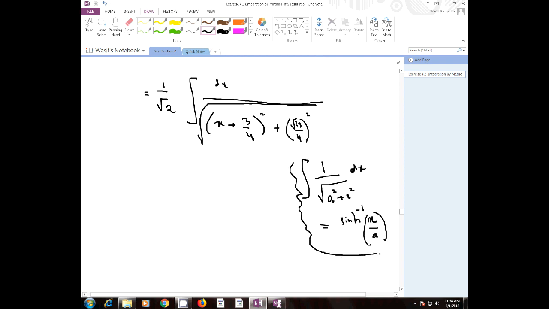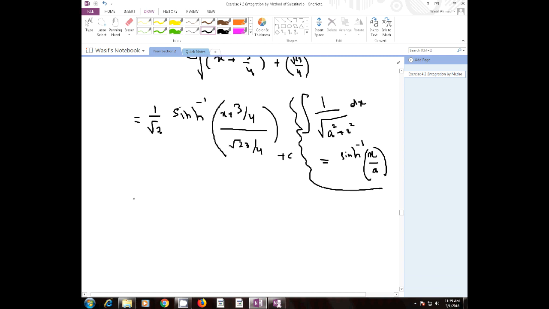And this is also given in the table of integrals. You have to mention and then apply this formula. You may get 1 divided by 2 sine hyperbolic inverse x divided by a. Instead of x, we have x plus 3 by 4. So x plus 3 divided by 4 whole divided by a. Instead of a, we have square root 23 divided by 4 plus a constant of integration.